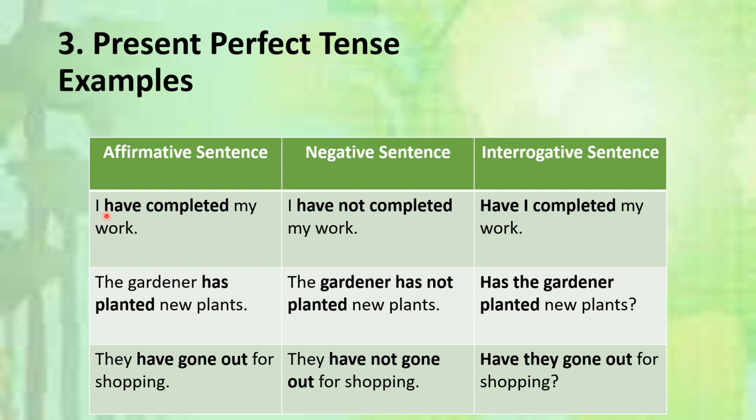I have applied the formula to write the affirmative sentence about which I have just told you. I have completed my work. I have not completed my work. Have I completed my work? The gardener has planted new plants. The gardener has not planted new plants. Has the gardener planted new plants? They have gone out for shopping. They have not gone out for shopping. Have they gone out for shopping?